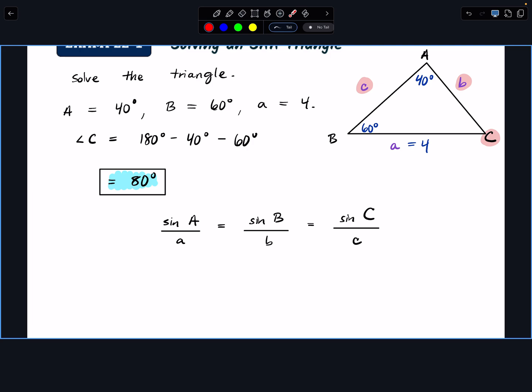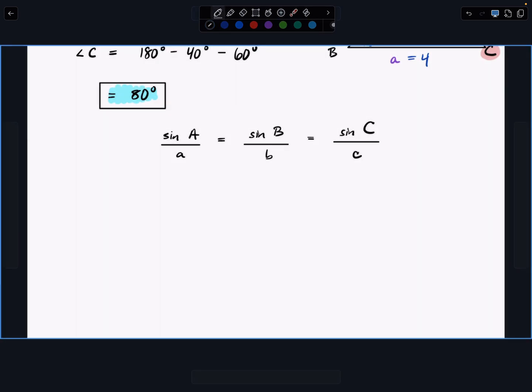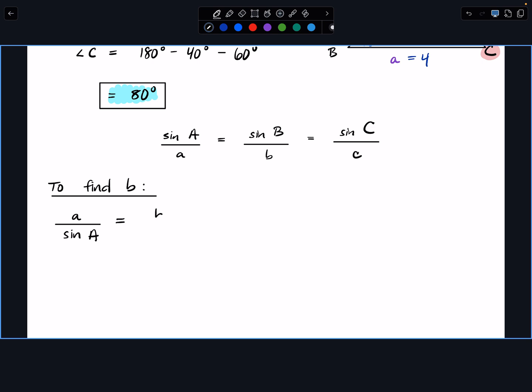Do you guys remember me telling you that sometimes it's easier to use the reciprocals? What are you solving for here? An angle or a side? A side. Whatever you're solving for, I would use the formula with what you need on top, because that'll make the math easier. So since I need a side, I'm going to use the reciprocal formulas. So to find little b, I'm going to say little a over sine of A is equal to little b over the sine of B.